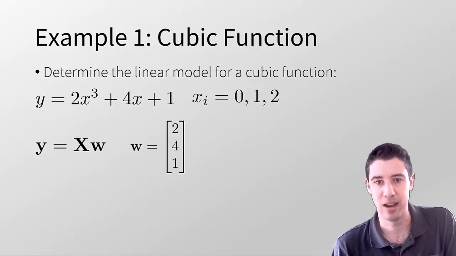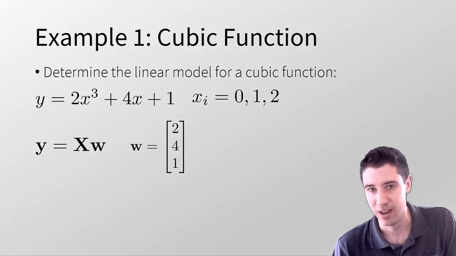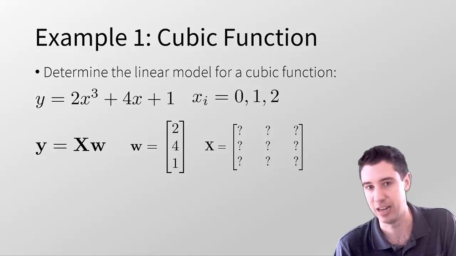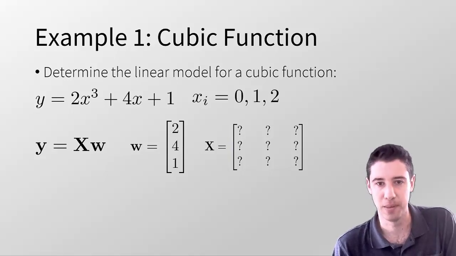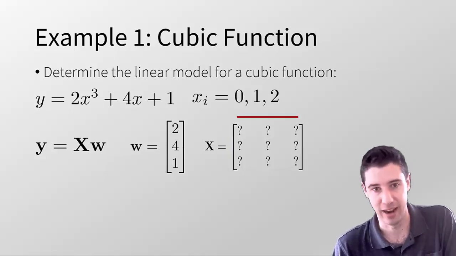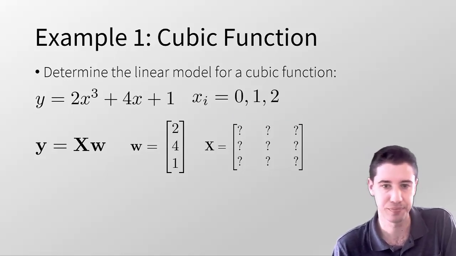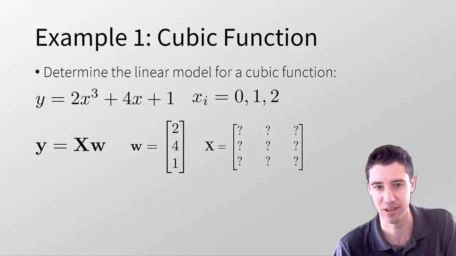Next, we will construct the weights vector. The coefficients of our linear model are 2, 4, and 1. Next, we need to construct our input matrix. As a reminder, we will need a row for each set of inputs, thus we need 3 rows. The number of columns must match the number of weights, thus we will have 3 columns. Therefore, our input matrix is going to be 3 by 3. Each row will hold 1 set of inputs.